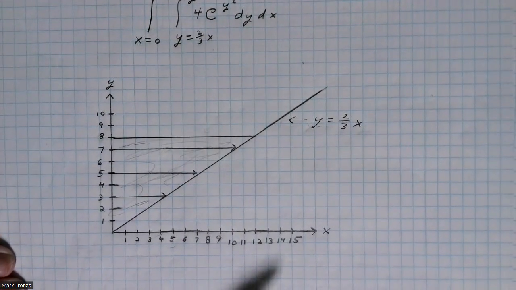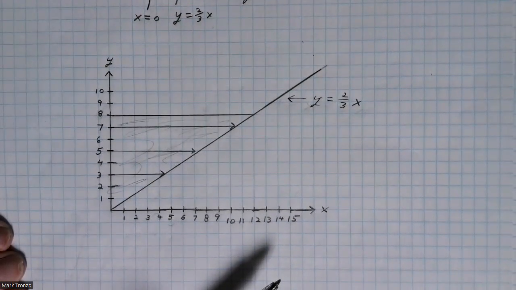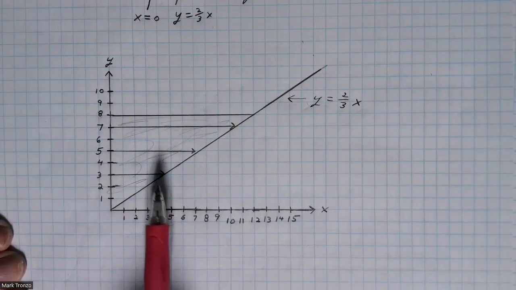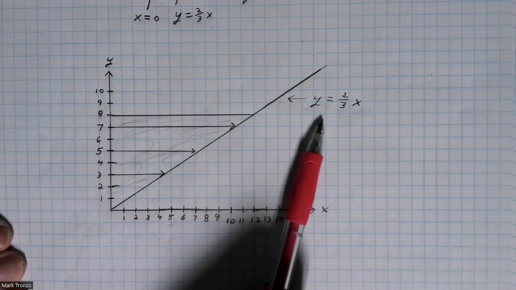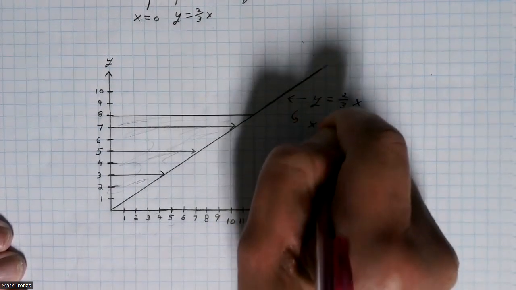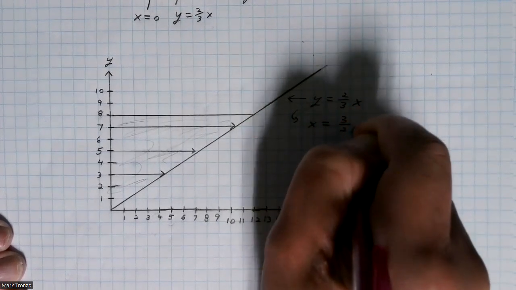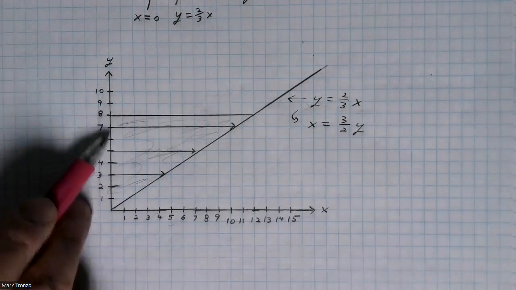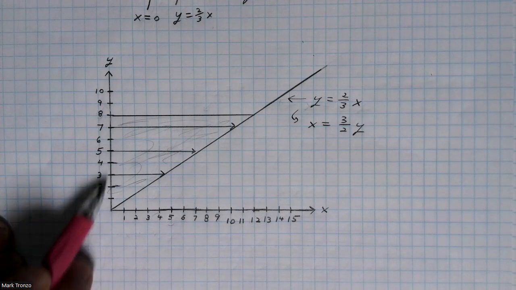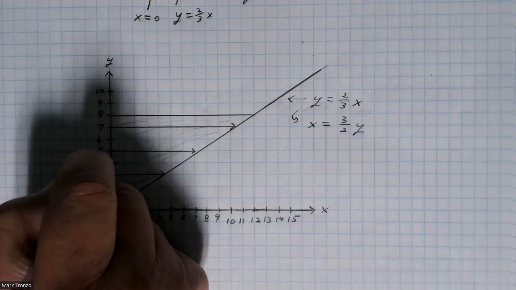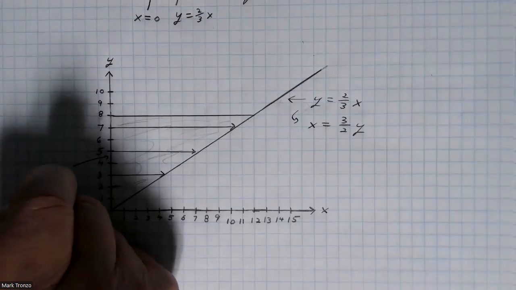If we're integrating with respect to x first, we have to write our lines all in terms of x equals a function of y. Let me rewrite this here. This can be rewritten as x equals 3/2 y, like this. The lower bound is where the arrows start, and you can see from here that's just the line x equals 0.